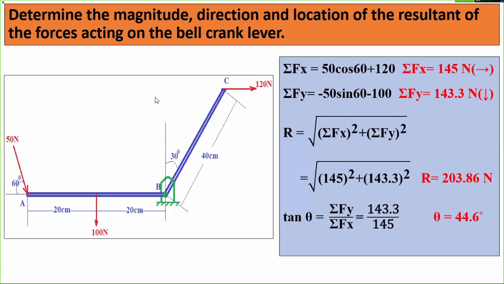Similarly, the horizontal distance will be 40 sin 30, because it will form a right angle triangle here. Through B, if I draw a vertical line, and through C, if I draw a horizontal line, a right angle triangle will be formed. Cos 30 is equal to the adjacent side, the vertical side, divided by the hypotenuse. So this vertical side will be 40 cos 30 and the opposite side will be 40 sin 30. That will be helpful in the moment.